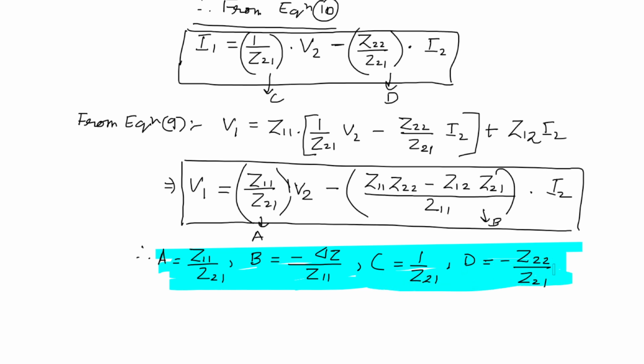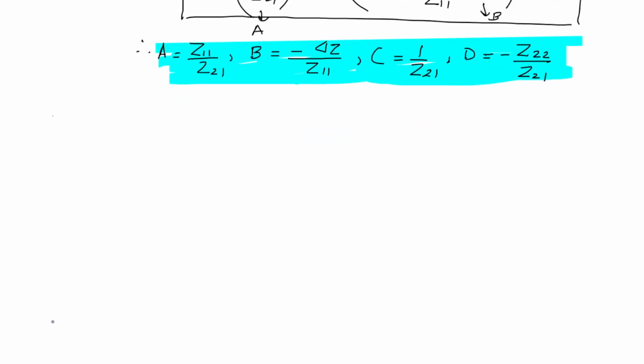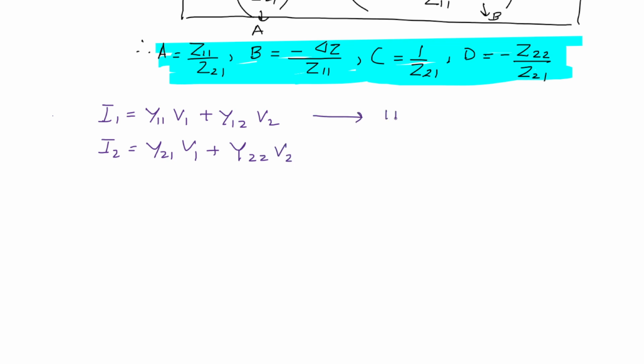Let us move on to our next part, that is, so we have y parameters. Now we need to represent T as a function of y parameters. So let me write down I1 is equal to y11 v1 plus y12 v2, I2 is equal to y21 v1 plus y22 v2. This is equation 11, equation 12.